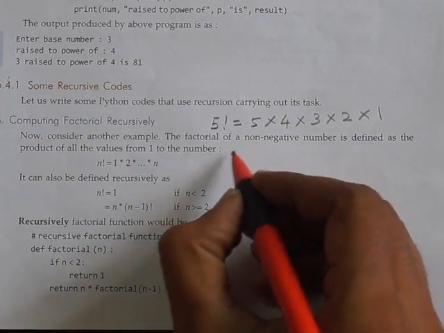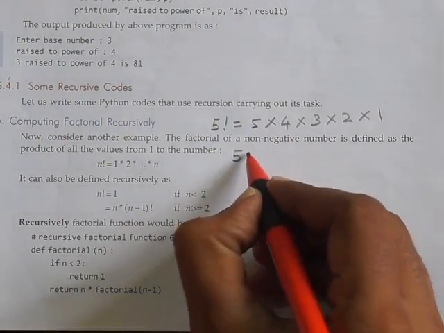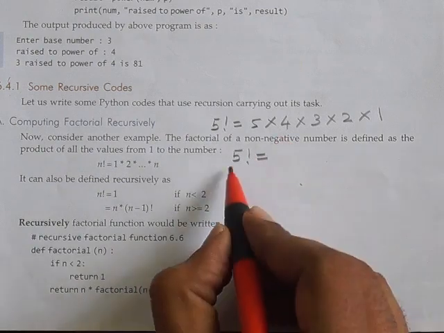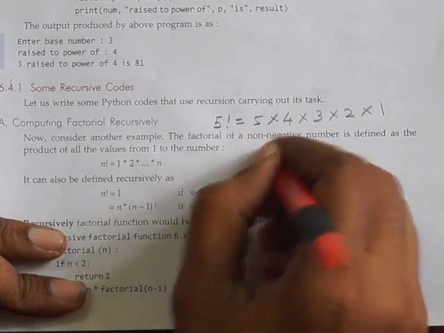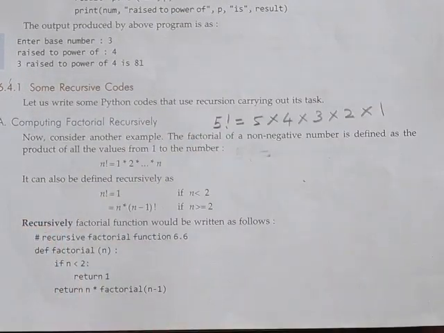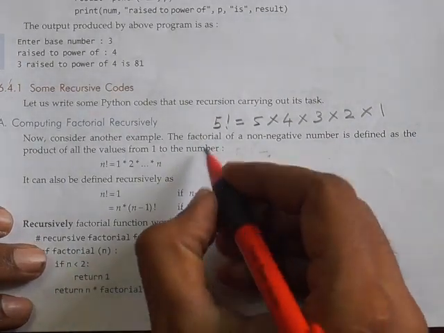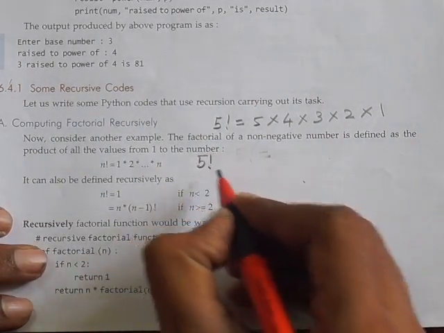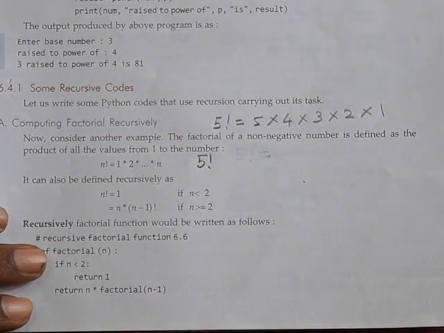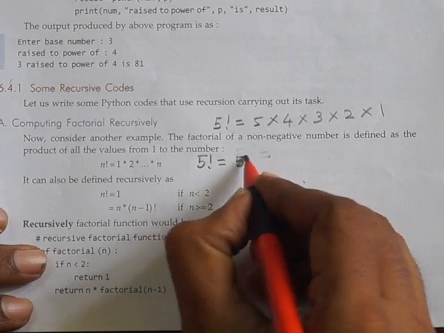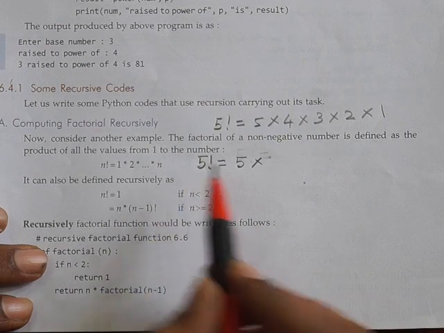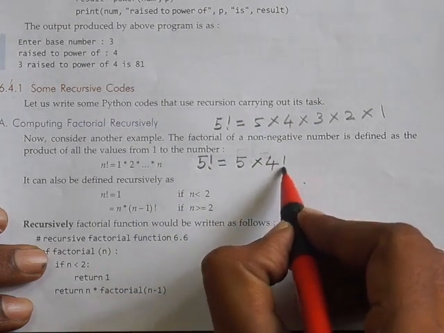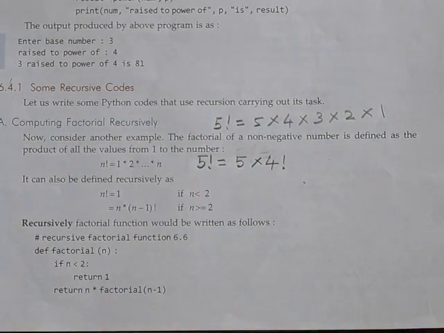Okay, fine. So 5 factorial, the value of 5 factorial, let me erase this one. So here I am using 5 factorial. What is the value of 5 factorial? It is nothing but 5 into, what is the value less than 5? It is 4, am I right? 5 into 4 factorial. Is this right? Yes, of course, right.